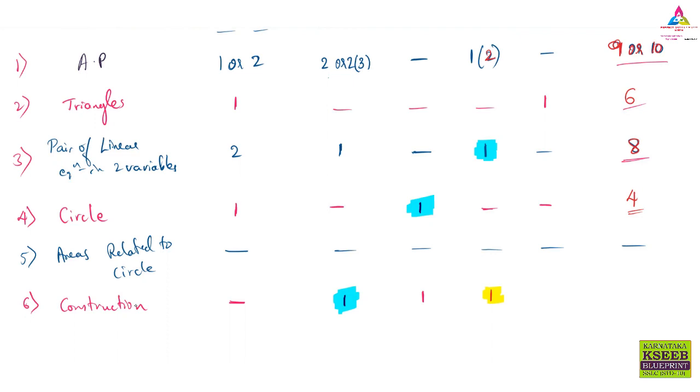The 2 marks question is to draw the tangent. And the 3 marks question is to draw the similar triangle. But there is one more 4 marks question. I will not suggest that it will come from construction only. It may come from circle also.